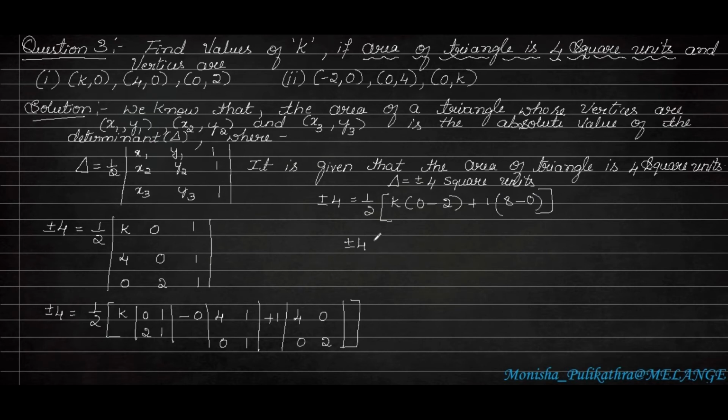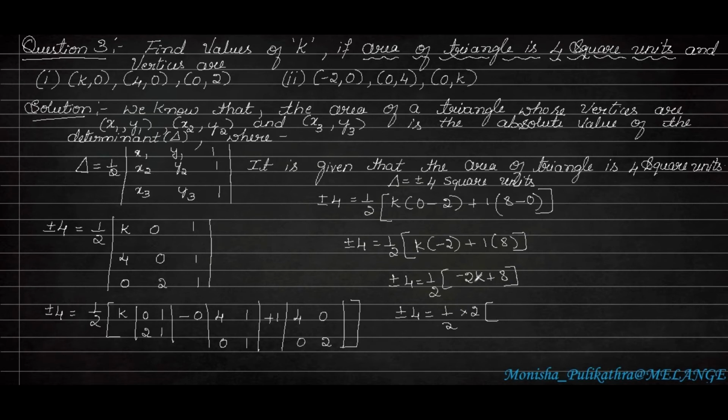So plus or minus 4 is equal to half into k, 0 minus 2 is minus 2, plus 1 into 8. So here plus or minus 4 is equal to half into minus 2 into k is minus 2k plus 8. So plus or minus 4 is equal to half. Here I will take 2 as common.